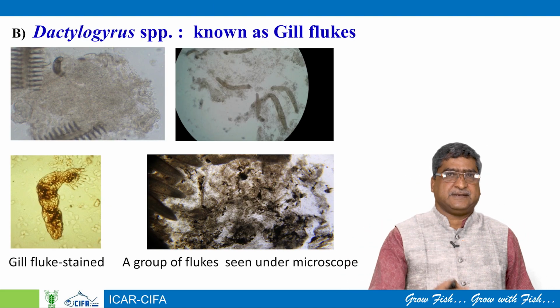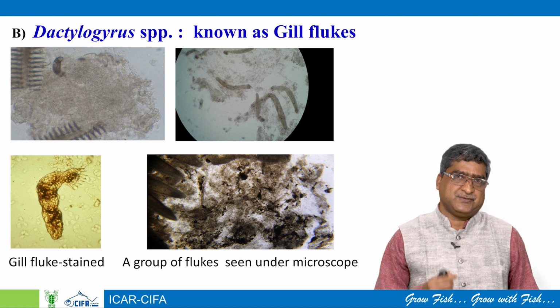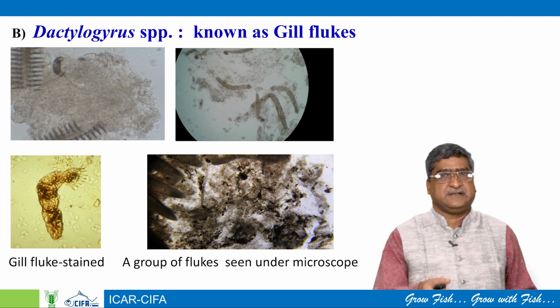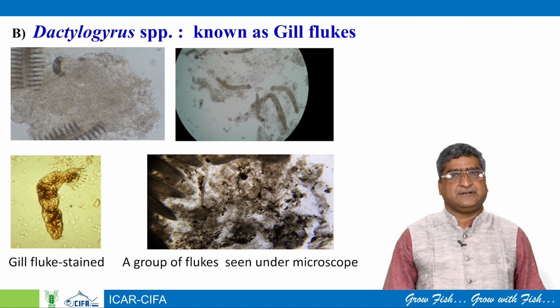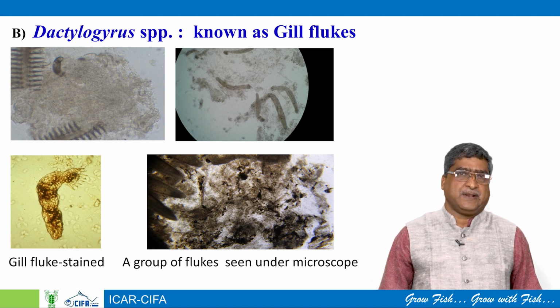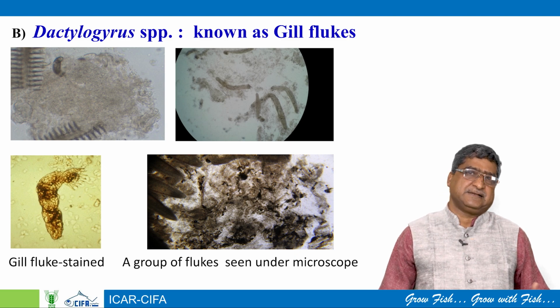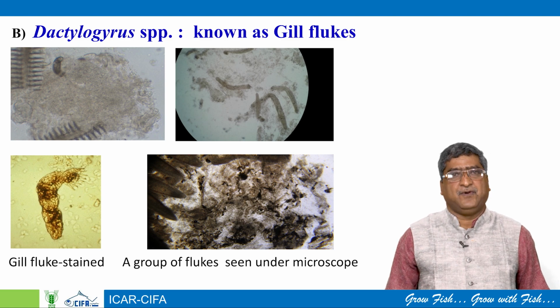You take a sample from the skin and a sample from the gill, swab or take a smear, and examine under a microscope. We can see the parasites moving, attached to the gill filament, as shown in the picture. If you stain it and see under higher magnification, you can see the full parasite.